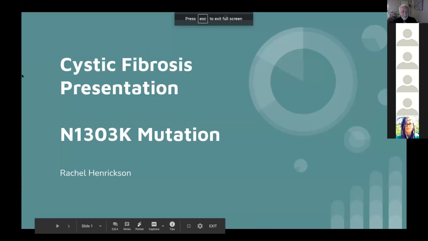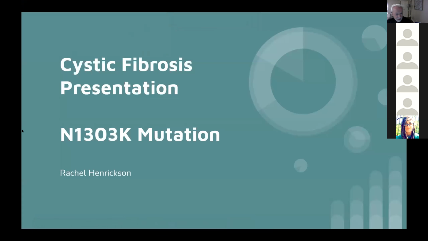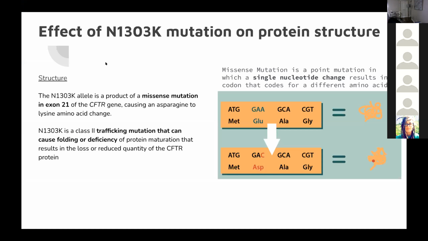All right, cool. So I did my presentation on the N1303K mutation. The effect that this has on the protein structure is that basically it's a missense mutation, which means that it causes a single nucleotide change, and that codes for an entirely different amino acid, which further causes a different tertiary structure. So then it either has decreased probability of working, or it doesn't work at all.